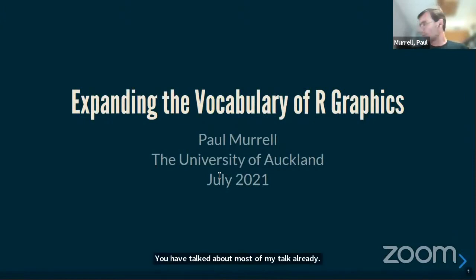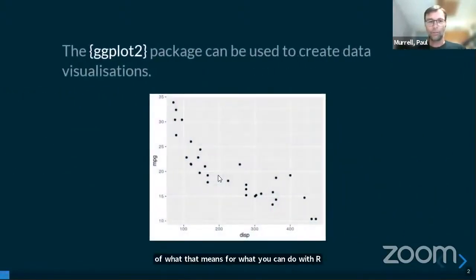I'm going to talk about some recent-ish changes in the graphics system in R and try and give an idea of what that means for what you can do with R graphics. So I'll start with something that is possibly uncontroversial.